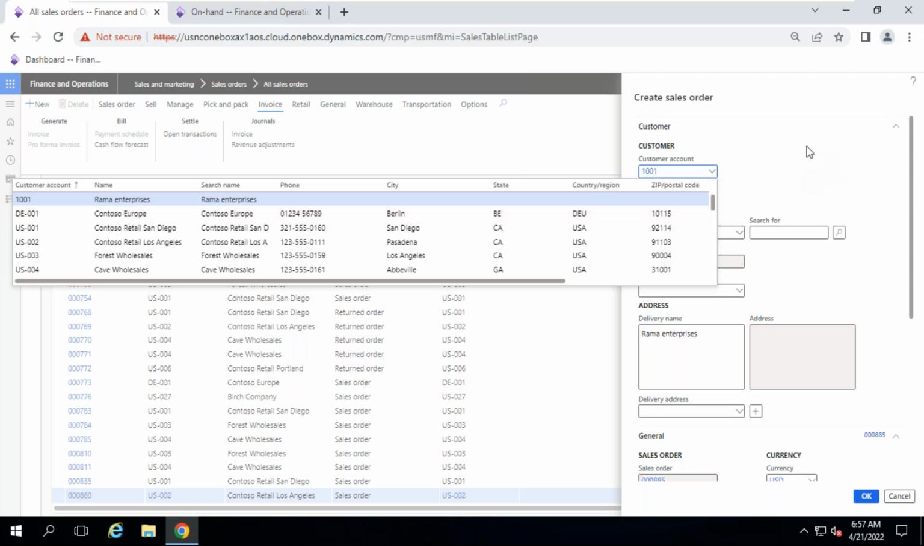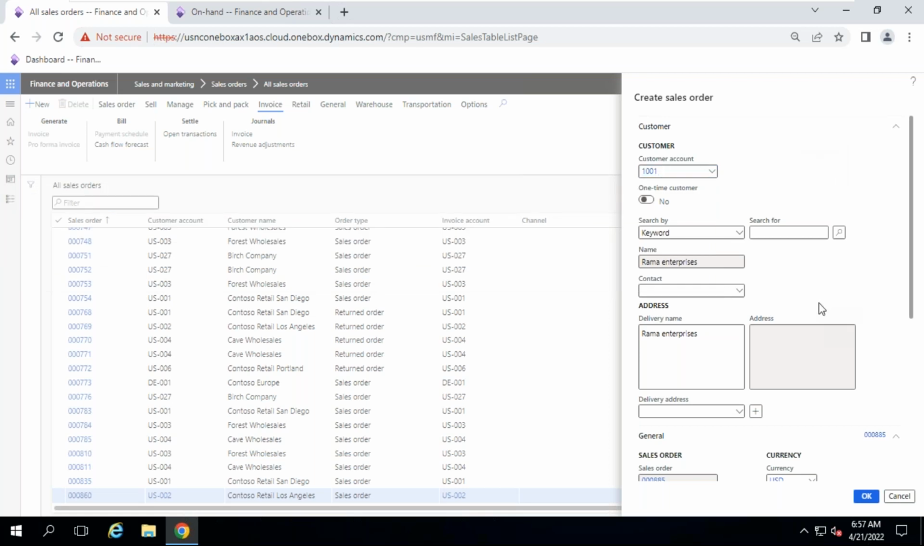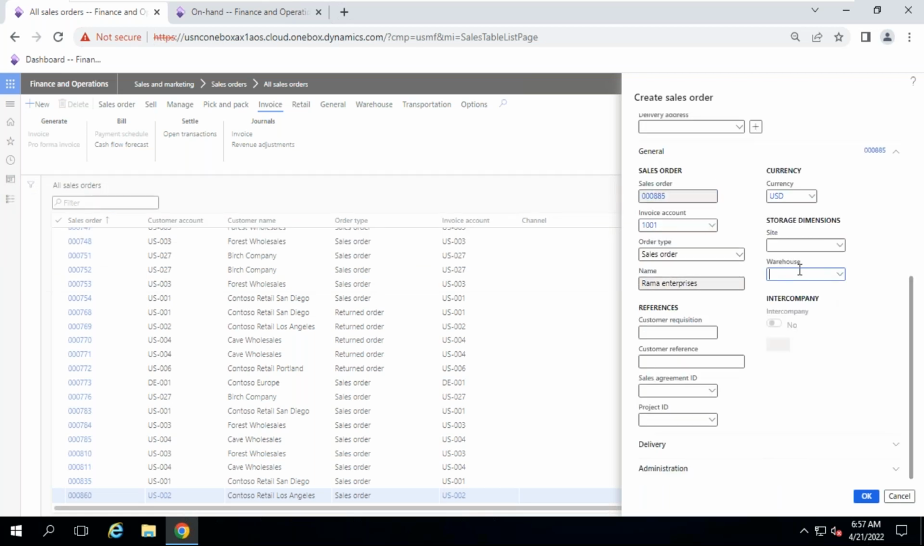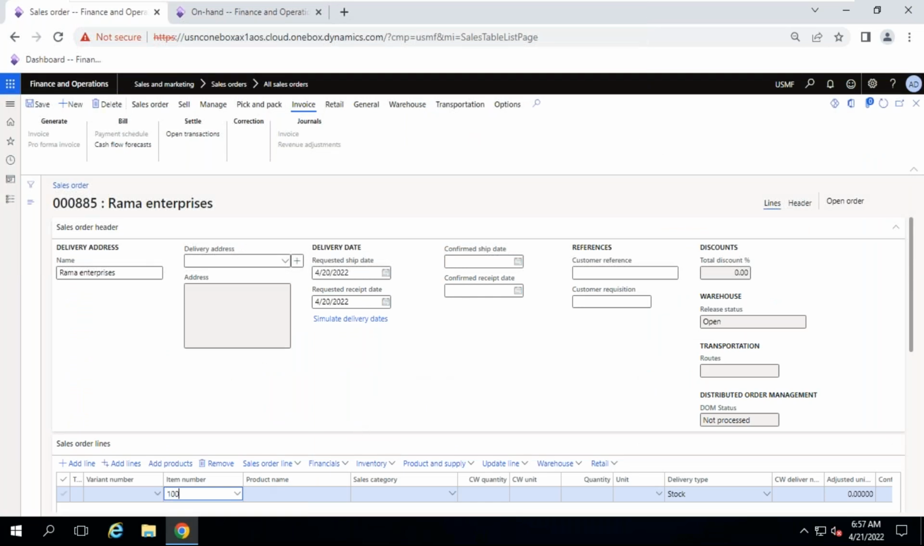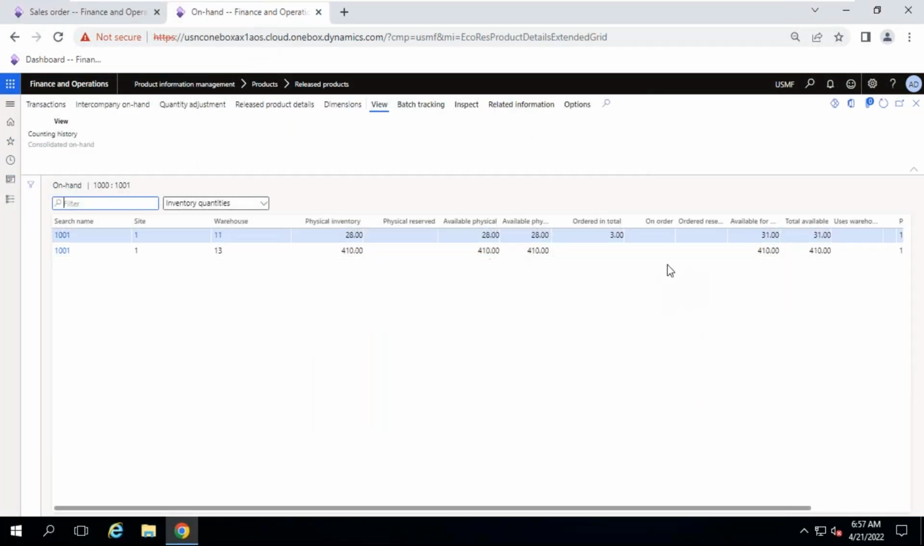Any customer you can select. Yesterday I created customer 1001. I'm selecting that one, and I'm selecting the warehouse. Automatically the site will be populated. I'm selecting the item. Suppose I enter a quantity of 5. I click on save. Then if you verify on-hand inventory and refresh, it is updated with on-order quantity 5. So available physical inventory is 31 and on order is 5.